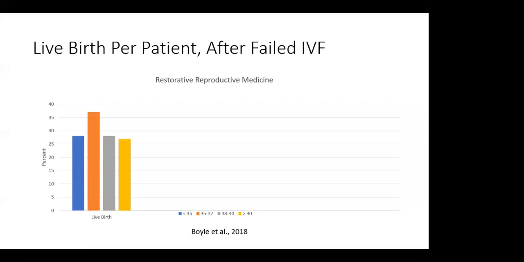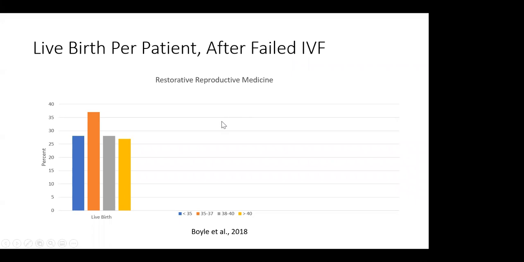Now, this is some data that was published by Phil Boyle and colleagues. Many of these physicians are part of the International Institute of Restorative Reproductive Medicine. They were using NaProTECHNOLOGY and the Creighton Model in this particular study. And you can see that it, again, is still live births. But these are patients that previously failed IVF. And so this is a very challenging group of patients.